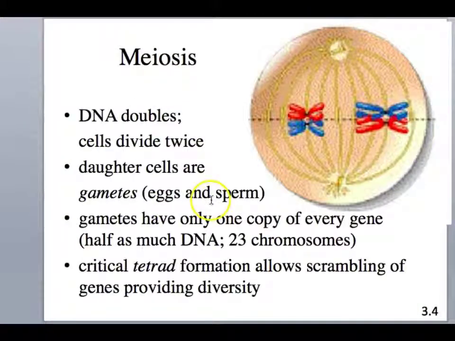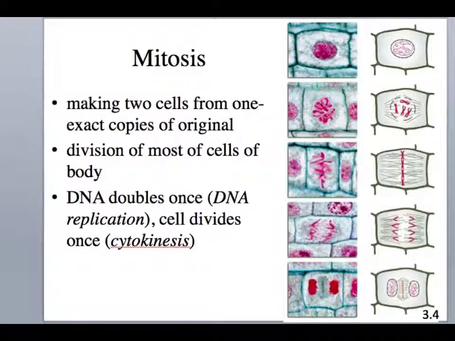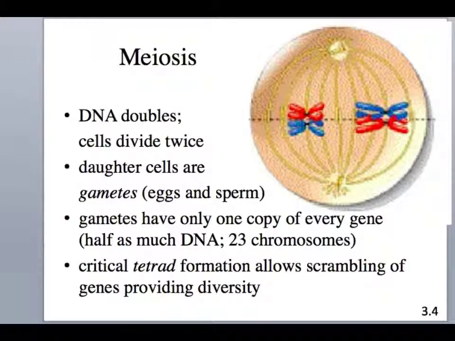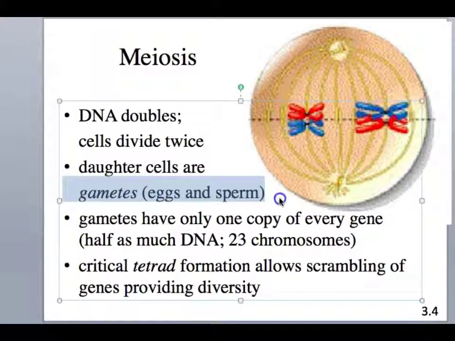Let's look at meiosis. The difference between mitosis, which I like to think of as happening in the toes, but it happens all over the body, and meiosis is that meiosis only happens in the ovaries and the testes. So this only happens in your gametes, the eggs and sperm cells. The DNA doubles once, but the cell divides twice. So you end up with cells that have half as much DNA as the original cell, which makes sense.